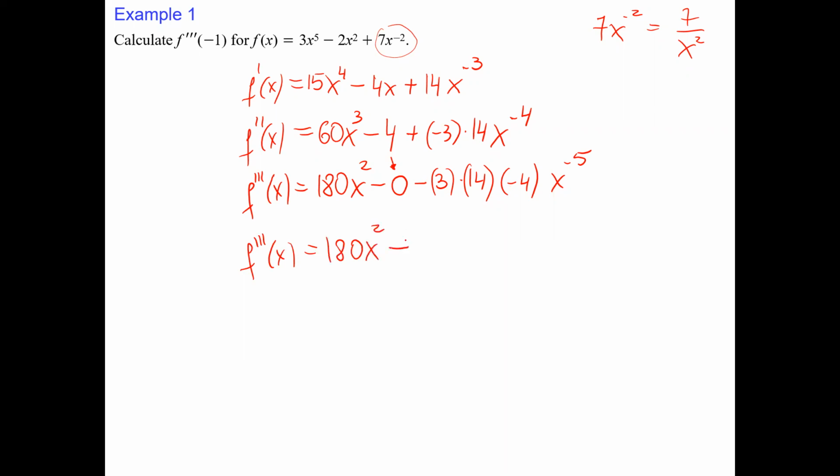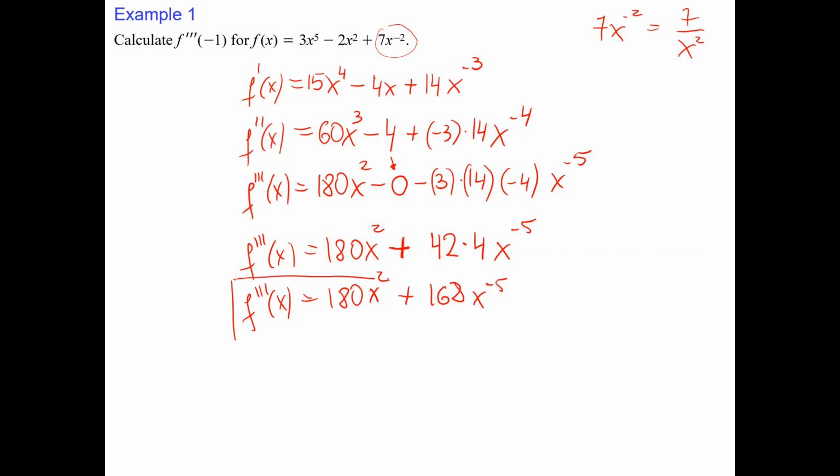Negative and negative will give us positive. How can I manage without the calculator? 3 times 14 is 42, and times 4. I've already included the positive, negative, and negative. Okay, one more time. I know that I'm taking lots of room. 4 times 4 is 16, 160, 168.